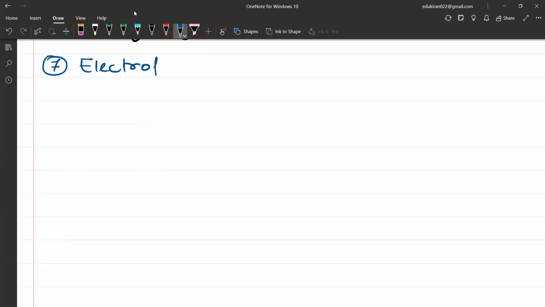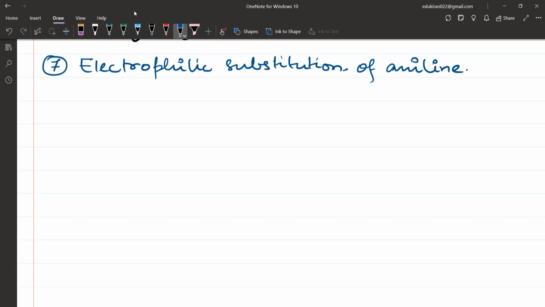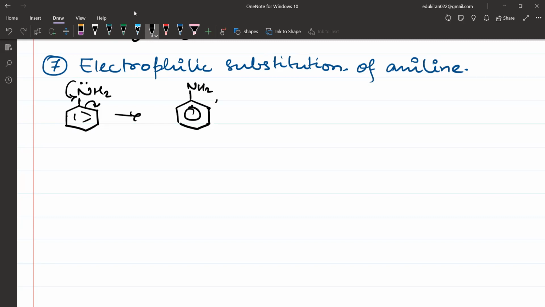The electrophilic substitution of aniline. Now, if you look at aniline, aniline has a lone pair on the nitrogen atom. This nitrogen atom has a lone pair, so it is going to give the electrons here, and what is going to happen? You will get a resonance hybrid structure with a delta negative at ortho and para positions.